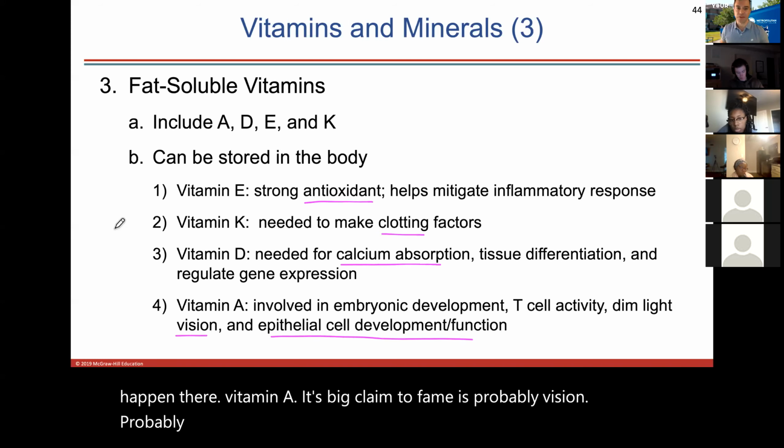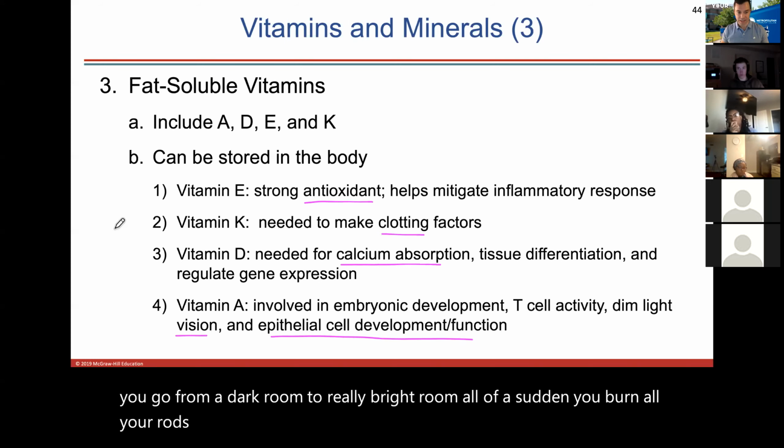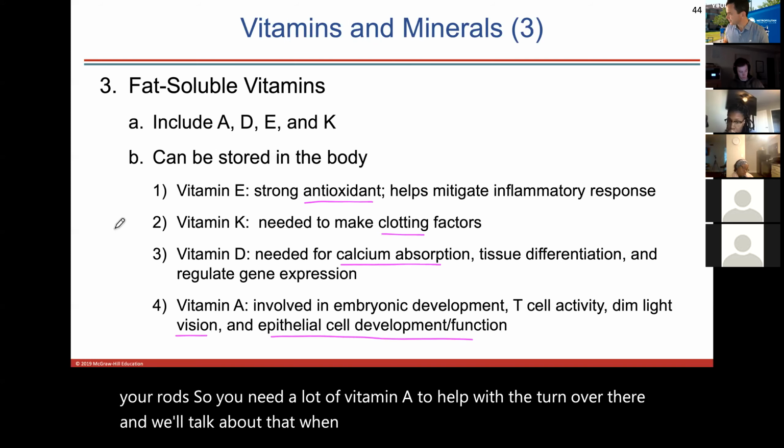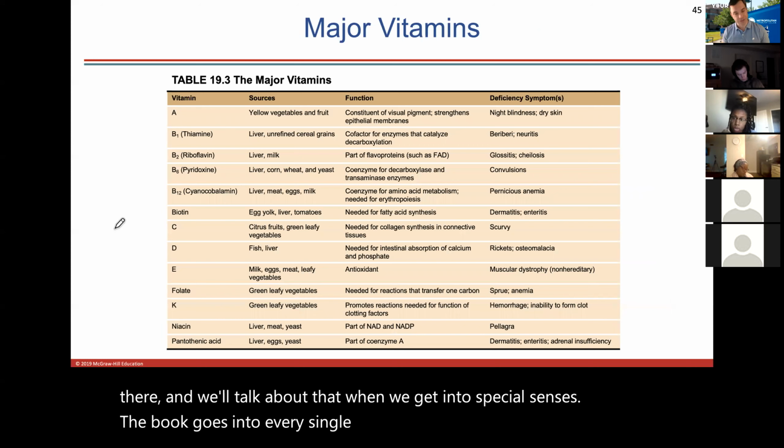It helps make some of the rods associated with that. So if you go from a dark room to a really bright room, all of a sudden you burn all your rods. So you need a lot of vitamin A to help with the turnover there. And we'll talk about that when we get into special senses. The book goes into every single one of them. I am not going to ask you.